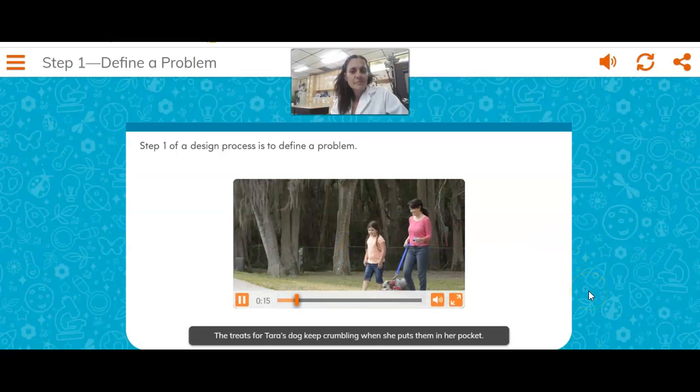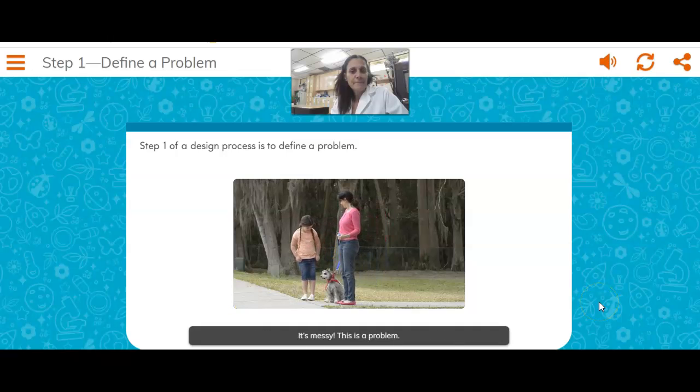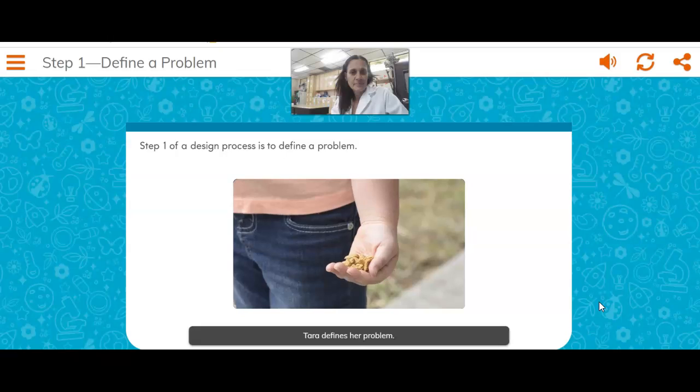The treats for Tara's dog keep crumbling when she puts them in her pocket. It's messy. This is a problem. She needs to find a way to protect the treats. Tara defines her problem.